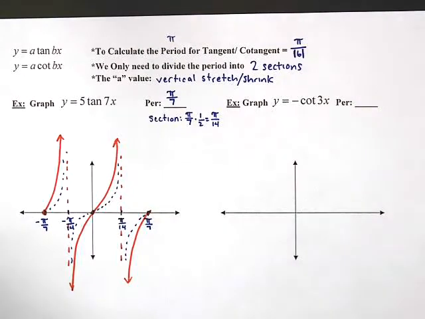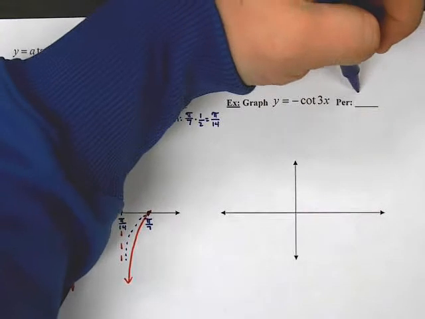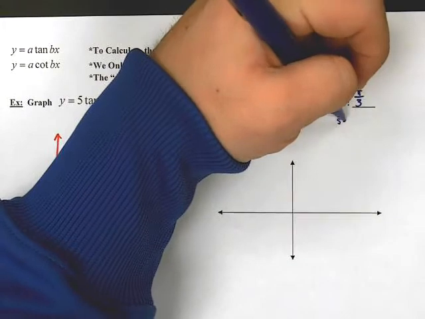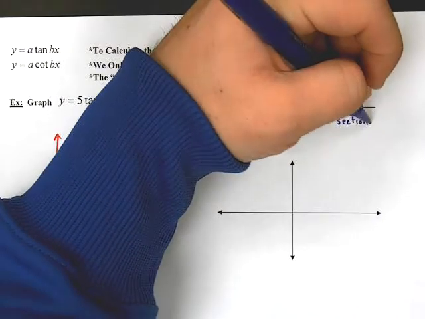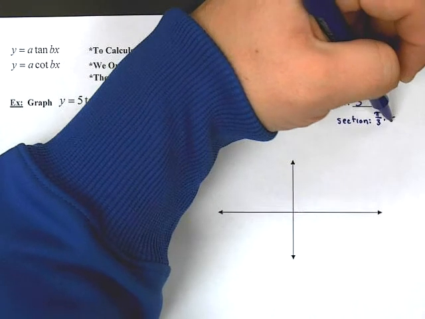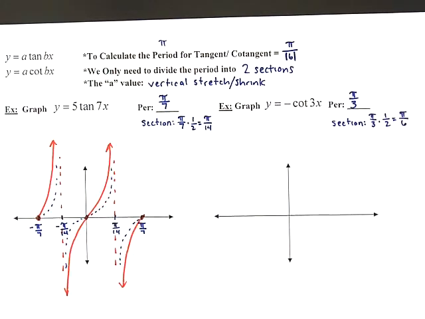The next one, I see that my b value is 3, so that means I should have pi over 3 for my period, of course. And then again, the section, you either divide by 2 or we multiply by 1/2. So pi over 3 times 1/2 equals pi over 6. I think that looks good to me.